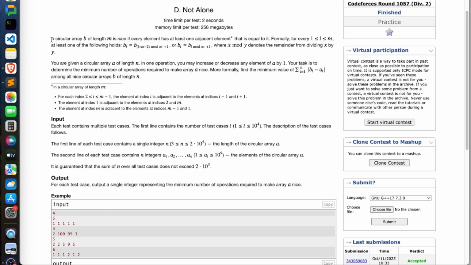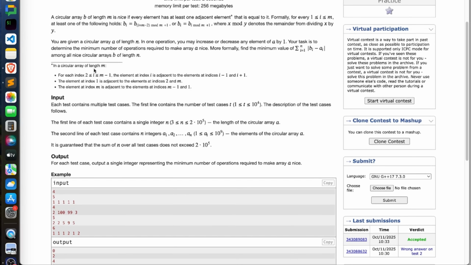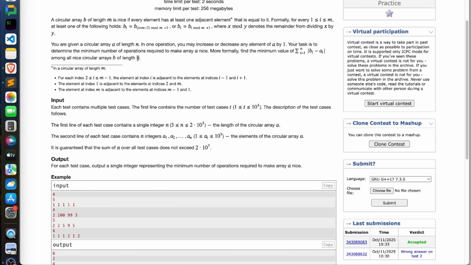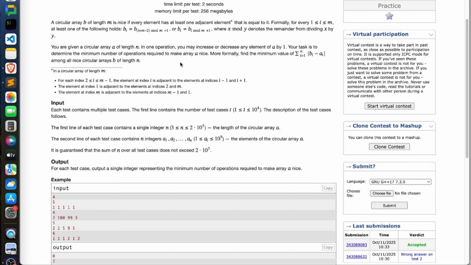So it says there is a circular array B of length m, right? And this would be called nice if every element has at least one adjacent element equal, right? And this is a formal definition, that doesn't matter. So ultimately the array would be called nice if every element has at least one adjacent element equal. And you are given a circular array a of length n, and in one operation you may increase or decrease any element of a by one. Your task is to determine the minimum number of operations that would be required to make the array a nice, right? And yeah, this is a formal definition.